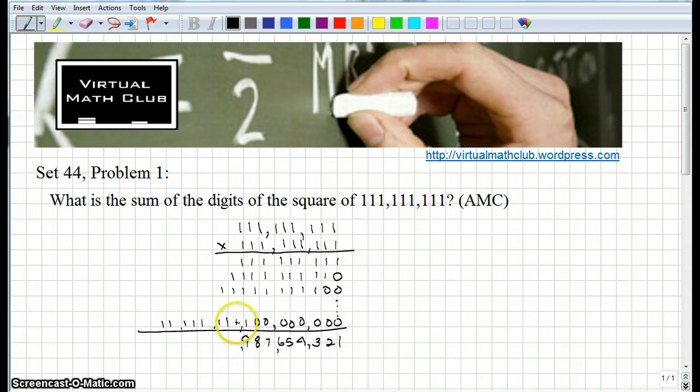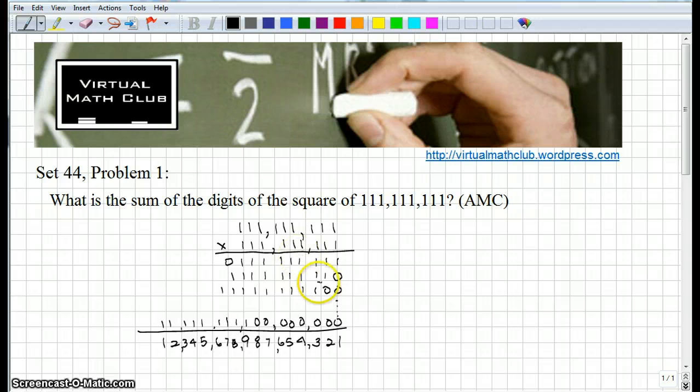And then what's going to happen? Up here we have nothing, right? So we have 1 less. So this is going to be 8, 7, 6, and then 5, 4, 3, 2, 1. Alright? So hey, look at that. We found the whole square. But we have to remember that the problem is asking for the sum of the digits of the square.